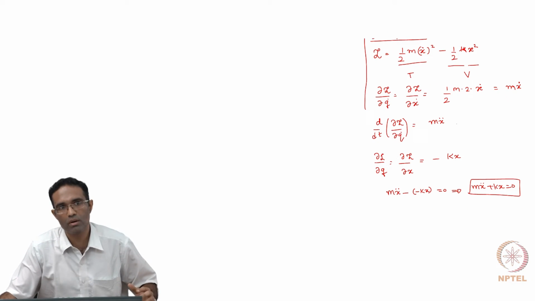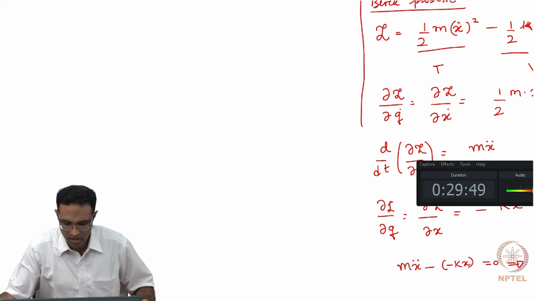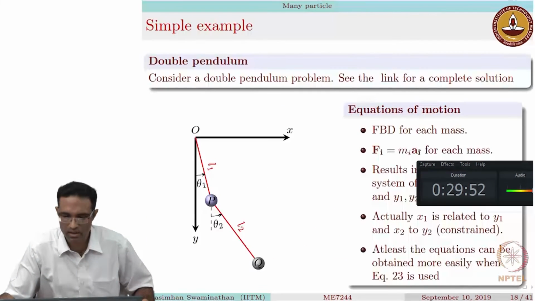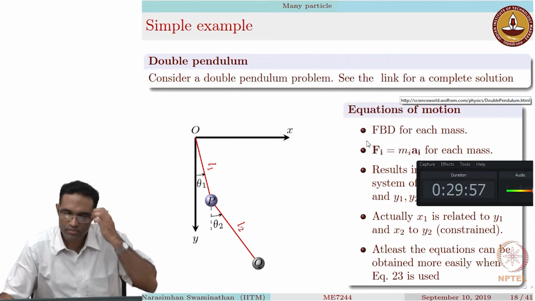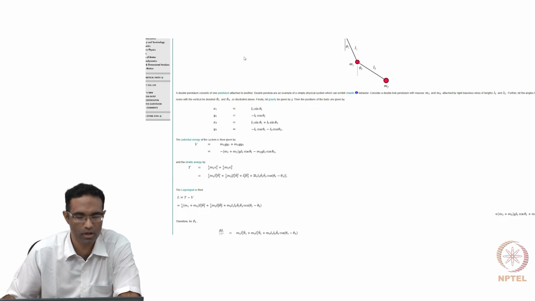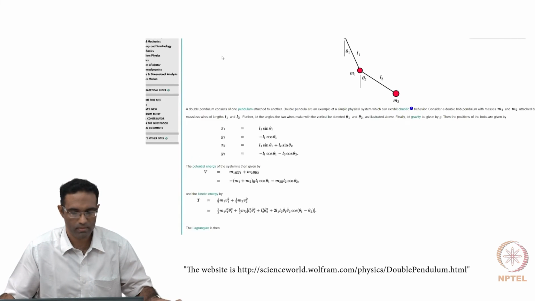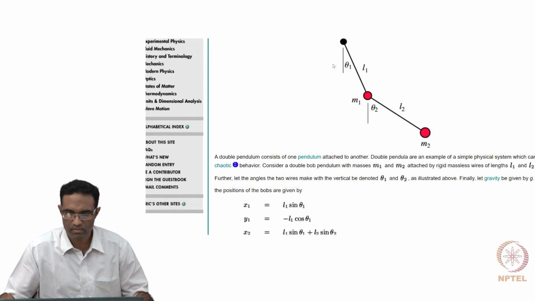This methodology becomes much more powerful and clear when we actually try to solve the double pendulum problem. So I have a link here in my slides. So look at the double pendulum problem here. This is from this particular website right here. So theta 1 and theta 2 are the 2 degrees of freedom. Zoom in. Okay. Is that okay? Theta 1 and theta 2 are the 2 degrees of freedom right here.